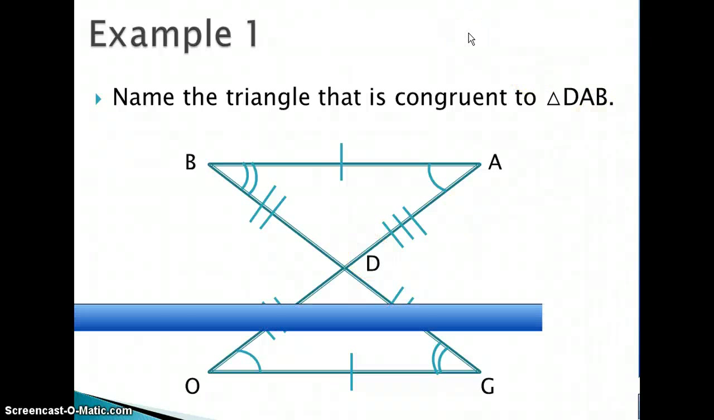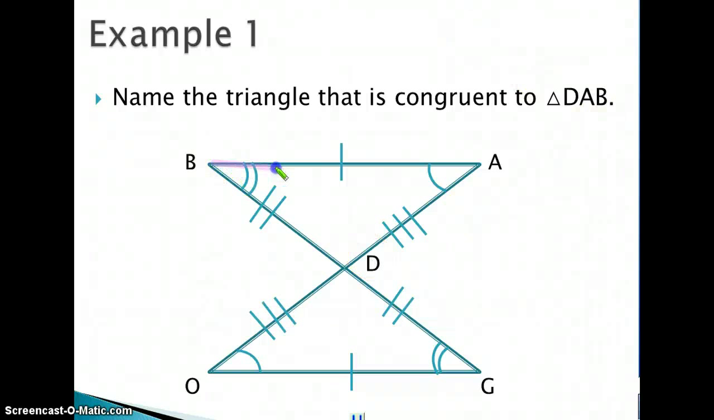So what I'm going to do is highlight these. Alright, that's a little bit better. So we know that segment BA and segment OG are the same. Then I start looking at other segments. So I'm going to look at ones that have 2. That's segment BD and segment DG. And I have another one, the third pair.